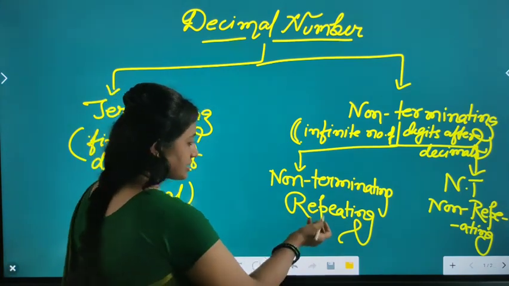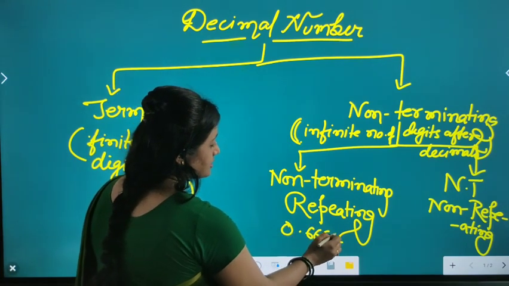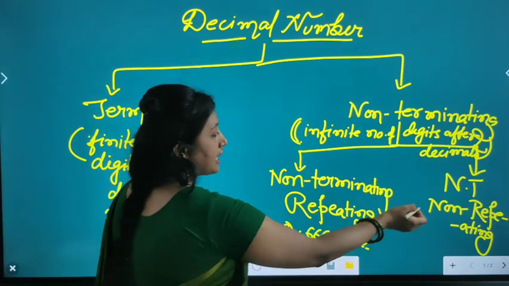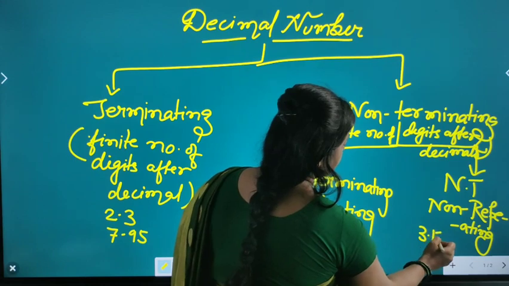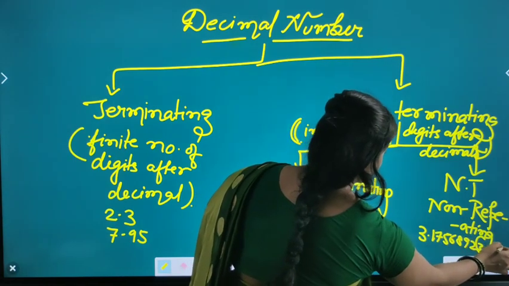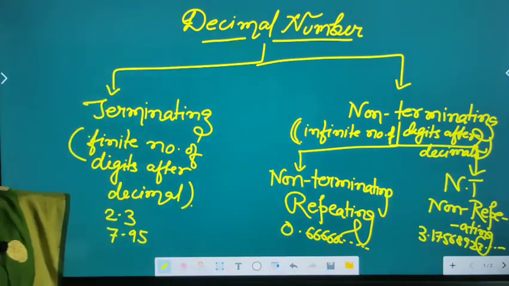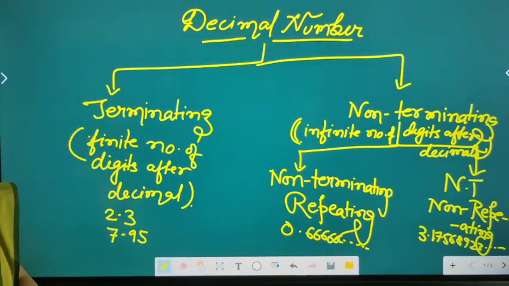Non-terminating repeating, once again I am giving you the example: suppose 0.666666 and so on. And here non-terminating, non-repeating, suppose I am writing 3.17568923456, anything. Just don't repeat the numbers there. These are the examples of terminating, non-terminating, repeating and non-repeating decimal numbers.